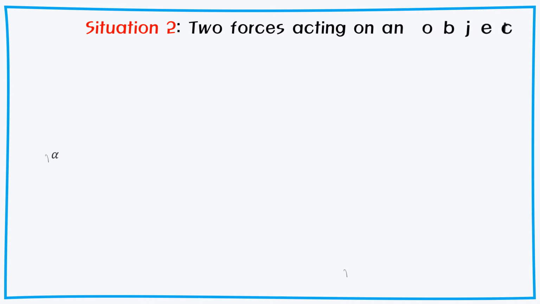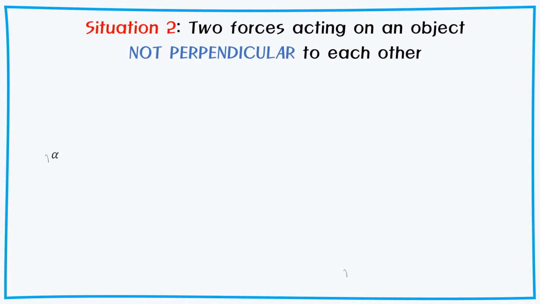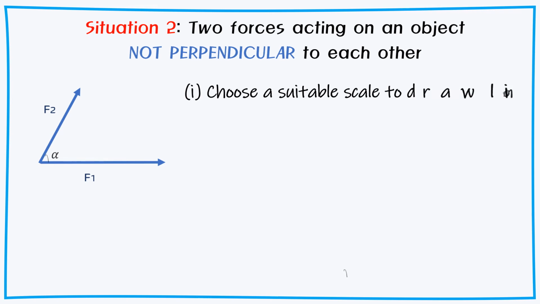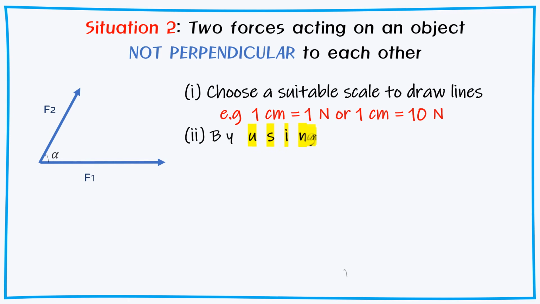Another situation where we can apply the triangle method is when two forces act on an object not perpendicular to each other. So let's say we have force 1 and force 2 not perpendicular to each other. Choose a suitable scale to draw lines. For example, 1 cm is equal to 1 Newton, or 1 cm is equal to 10 Newton. That depends on the question.